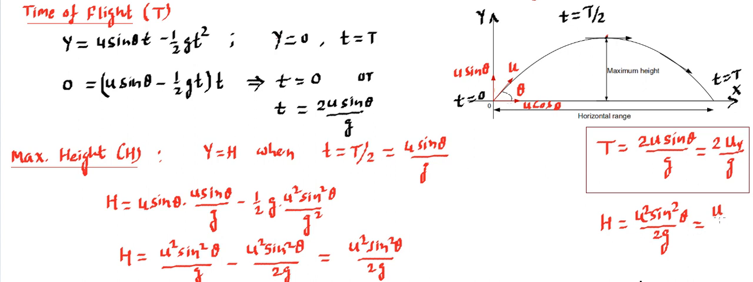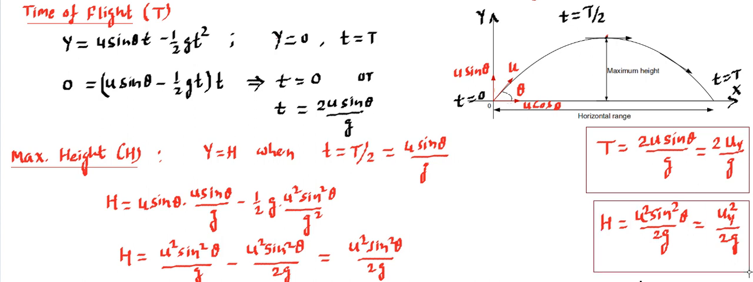This can also be written as u sine theta, which is basically the vertical component of velocity, and square of this, so you can say the vertical component of velocity square divided by twice g is the formula for maximum height attained by the particle.